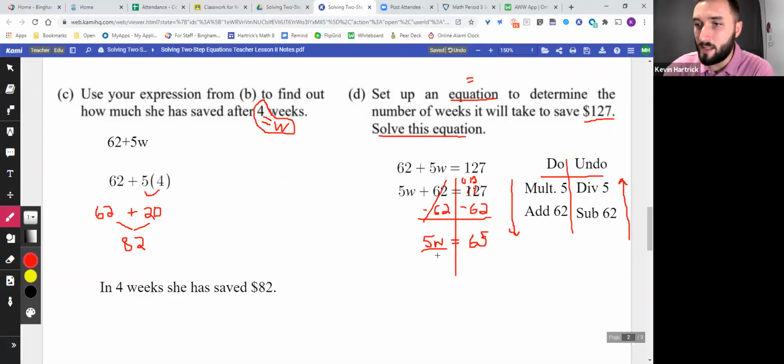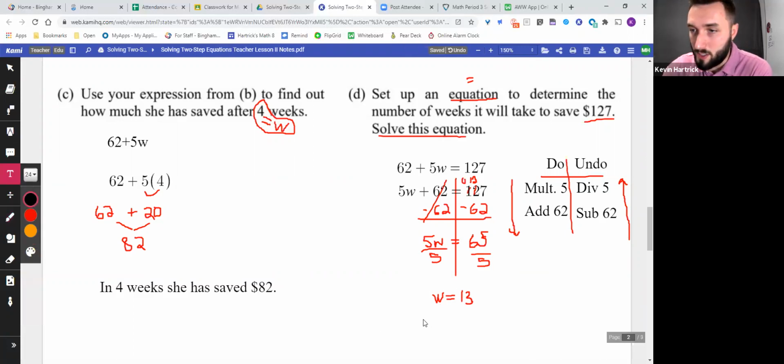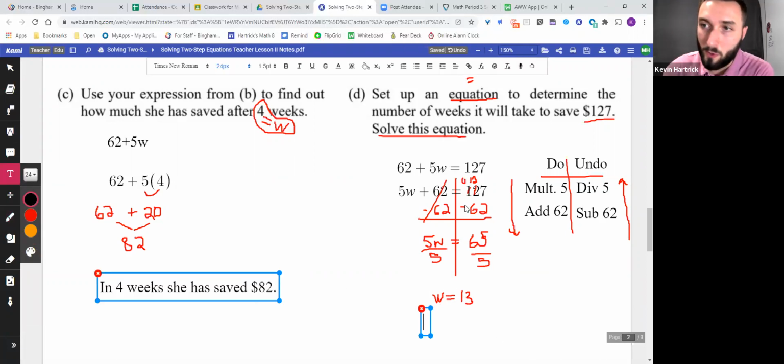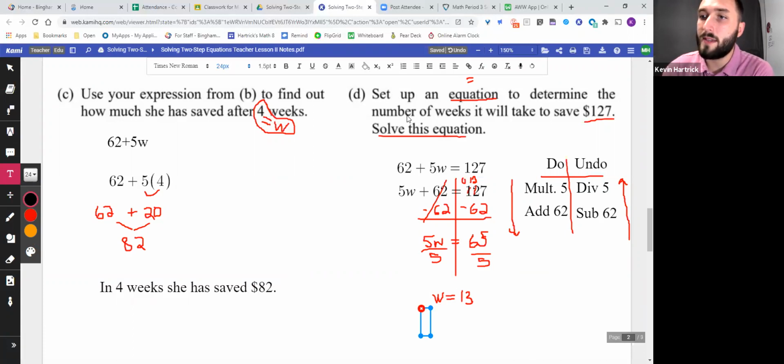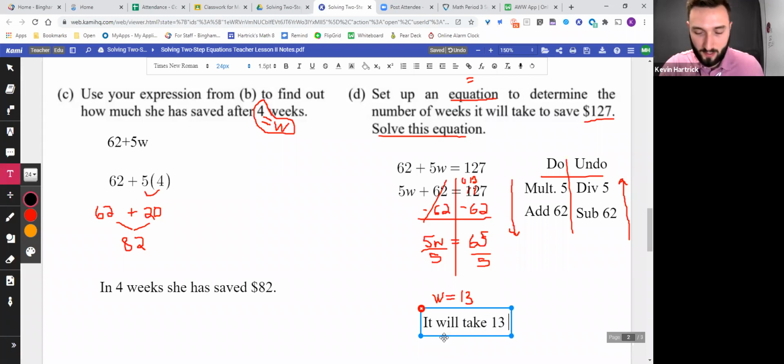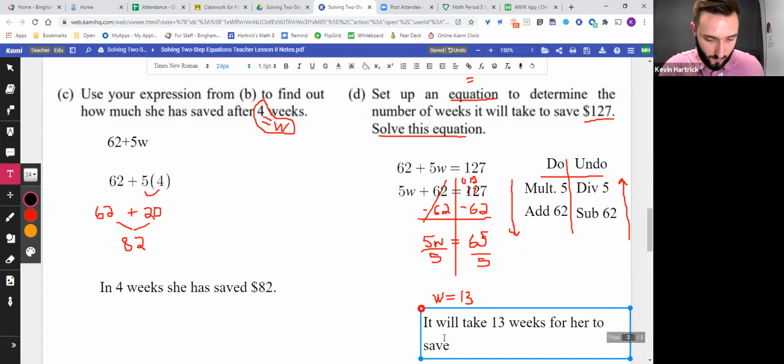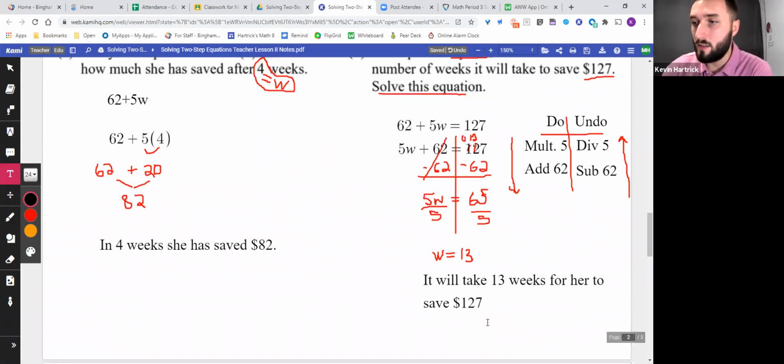Last step, I've told myself is divide by 5. So I'm going to do that to both sides. And I get W equals, and 65 divided by 5 should give me 13. Again, check my math on that. All right. Now we're going to answer our question. In this case, we're not talking about money anymore. It says set up an equation to determine the number of weeks it'll take. So it will take 13 weeks for her to save $127. Okay, and that's our answer. Good luck with the practice problem.